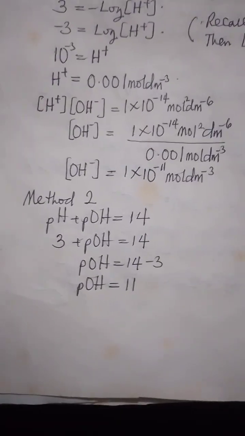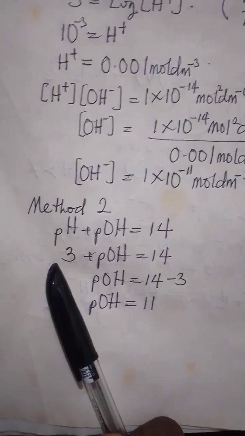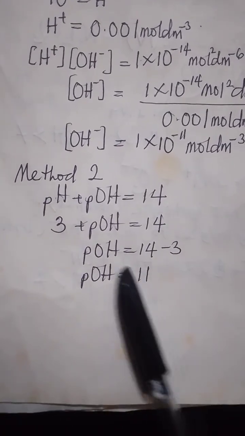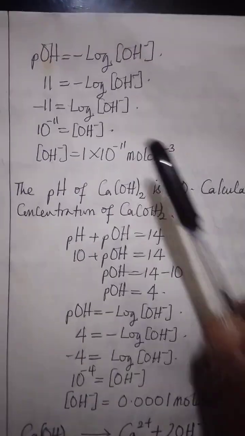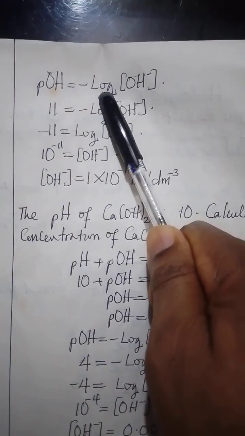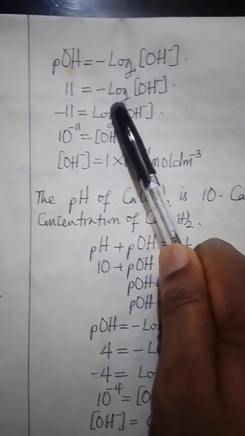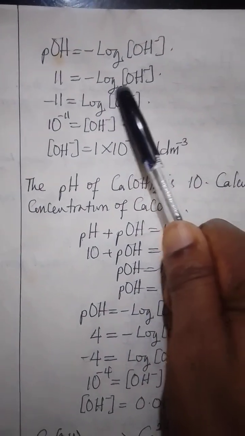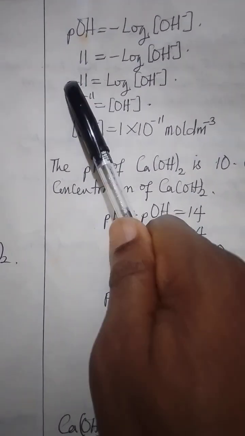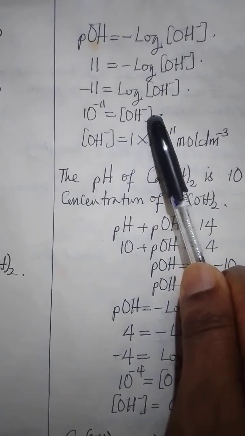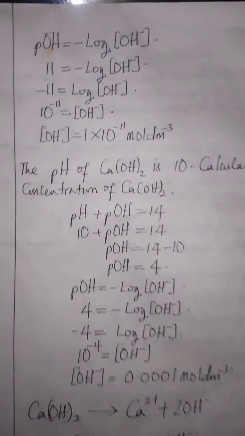Alternatively, that's method 2. We know that pH plus pOH is 14. So the pH given is 3, and then our pOH will simply give us 11 after going through this process. So our pOH is the negative logarithm of hydroxyl ion concentration. The pOH is 11, minus log OH minus. So base 10, don't forget there's a base there, raised to the power minus 11 will give us OH minus. So eventually, that will be 1 times 10 raised to the power minus 11 mole per dm cube. That's the second way of doing it.